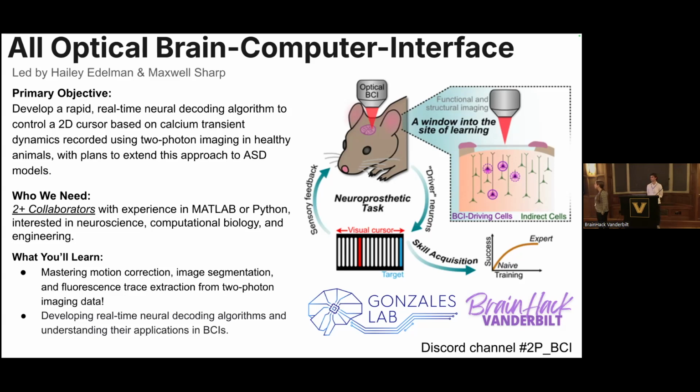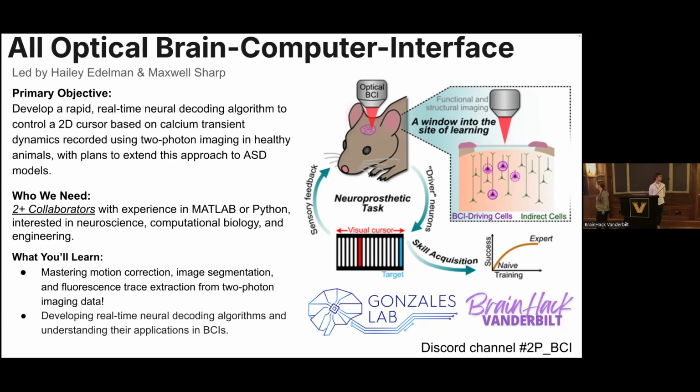And our goal is to develop a real-time, rapid neural decoding algorithm to control this 2D cursor, as Daniel explained, based on Gaussian transient dynamics, based on our 2-photon imaging in healthy animals, with plans to then extend this framework that we developed to disease models such as autism spectrum disorders.